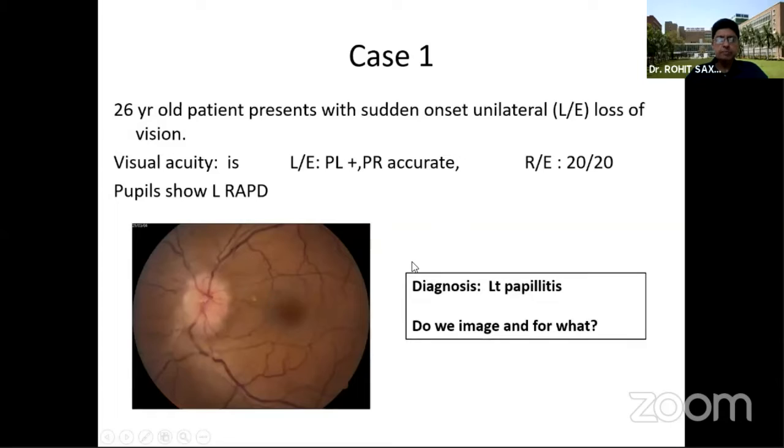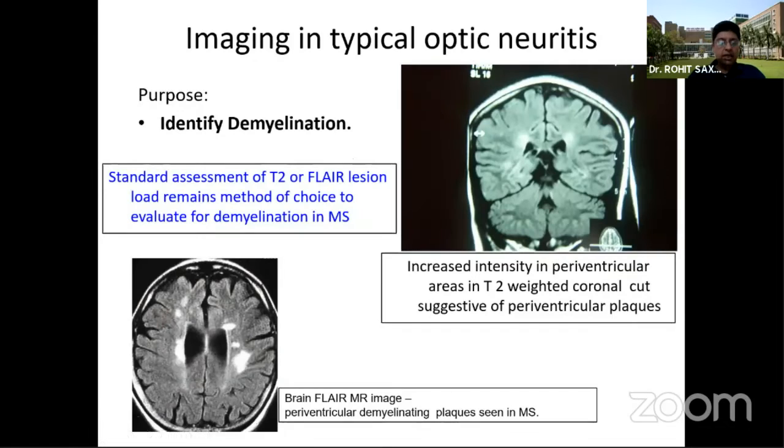This was a patient who presented with sudden onset unilateral loss of vision. The other eye was normal, left papillitis. Do we image, and for what? Not only are we imaging for space occupying lesions, MRIs are now specifically indicated in all patients of optic neuritis, in which you want to rule out or suspect multiple sclerosis.